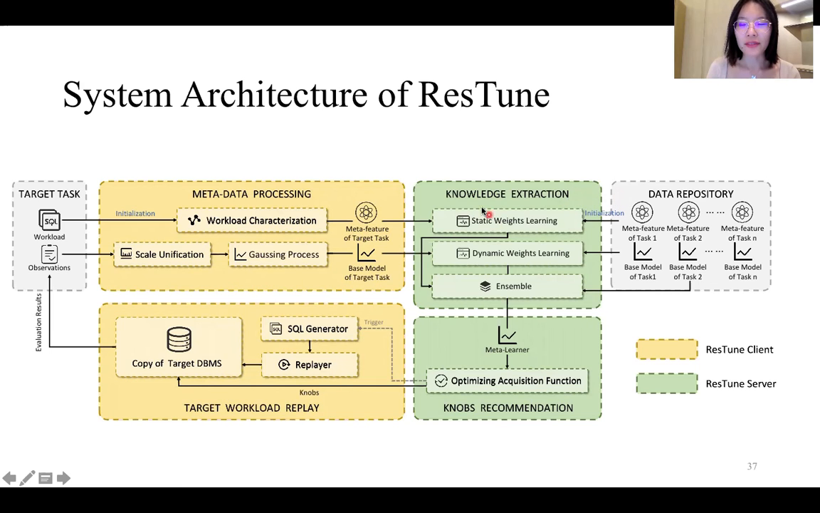After assembling, a meta learner is used to recommend new configurations. Finally, the knobs are applied to the database, and the replayer is triggered. Then the evaluation results are appended to the observations of the target task, followed by fine-tuning and iteration. When the tuning task ends, the metadata of the task is also collected into the data repo.